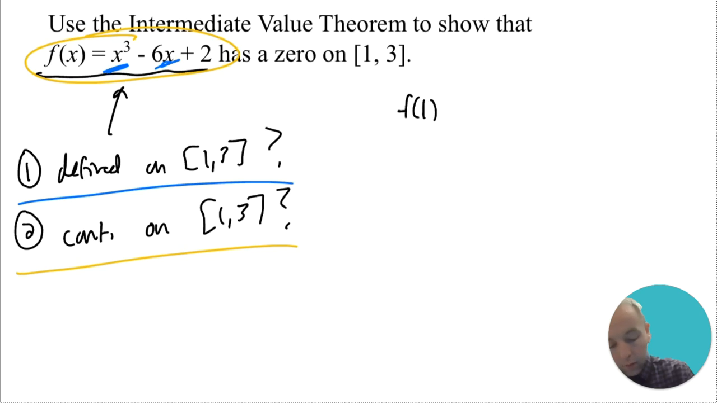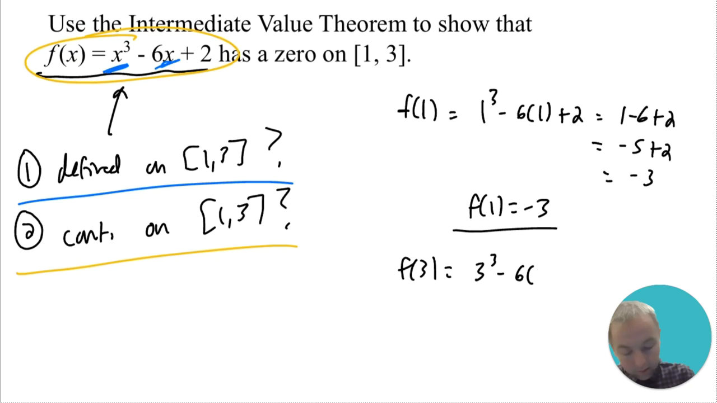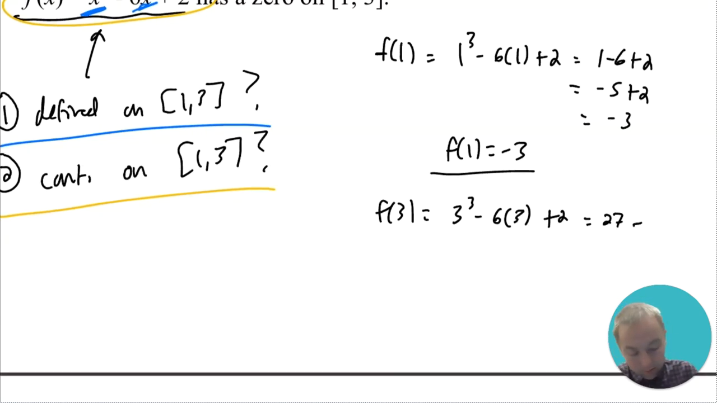So at 1, we can evaluate f of 1, which would be 1 to the third minus 6 times 1 plus 2, which is 1 minus 6 plus 2, which is -5 plus 2, which is -3. So we just figured out that at 1, the y value is -3. Let's also evaluate at this x number of 3. So f of 3 is going to be 3 to the third minus 6 times 3 plus 2. 3 to the third is 27. 6 times 3 is 18, plus 2. 27 minus 18 is 9, plus 2, which is equal to 11. So f of 3 is equal to 11.